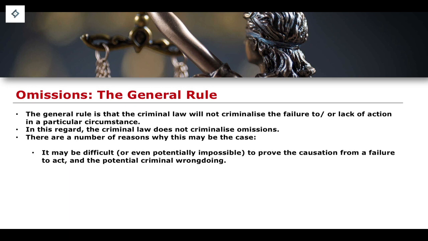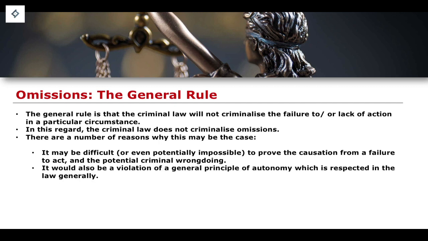In some circumstances, for example, it may be difficult, nigh on impossible, to even prove the causation. When we think about an act itself, there's a much more clearly established causal link between an act committed and the crime that is identified. But when it comes to an omission, it's a little bit more difficult. And if it's difficult to prove the causation from a failure to act, then it is difficult to prove any kind of potential criminal wrongdoing.